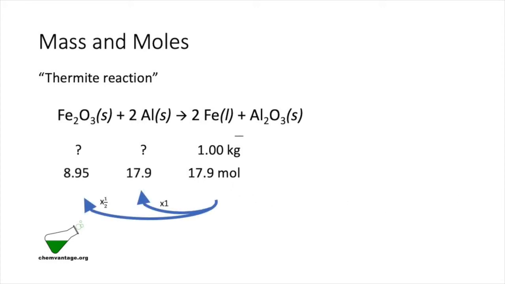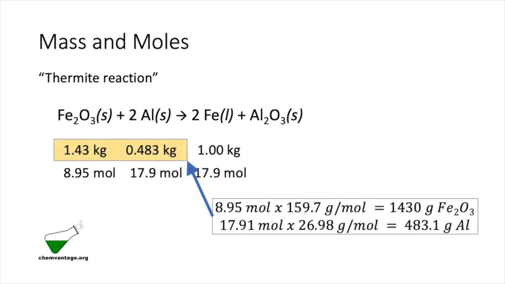Next, we use the stoichiometric coefficient from the balanced reaction to determine that we need 17.9 moles of aluminum, because the coefficients of iron and aluminum are the same, but we need only half as many moles of iron oxide, because its coefficient is 1 instead of 2. Finally, we convert the moles of each reactant to mass by multiplying by their respective molar masses to get the mass of each reactant that must be weighed out and mixed for the reaction.